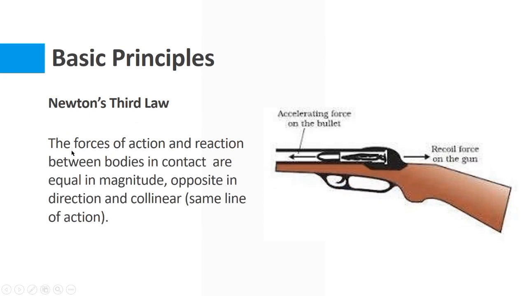Newton's third law of motion states that the forces of action and reaction between bodies in contact are equal in magnitude, opposite in direction, and collinear. It means that they have the same line of action. So according to Newton's third law of motion, if a force is applied in a direction, let's say this force is applied along the x-axis, in the negative x direction, then an equal and opposite force is produced in the opposite direction, and these two forces are collinear. The line of action of these forces is the same, and these forces are equal in magnitude but opposite in direction, and this is the concept of Newton's third law of motion.